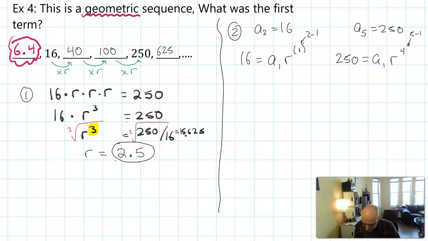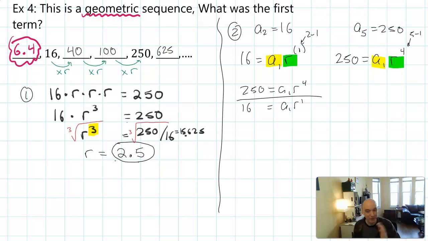And then I have two equations and two unknowns, right? a1 and r. And I could solve it like a system. You could maybe put those in a ratio or divide them or subtract them. To solve these, I usually like to put them in a ratio. So you could say, all right, 250 equals a1 r to the 4. Divide that by 16 equals a1 r to the first. By the way, you can do this as long as you make sure that none of your terms are 0.